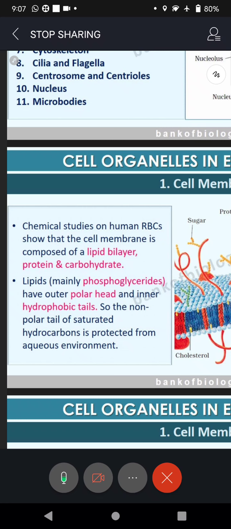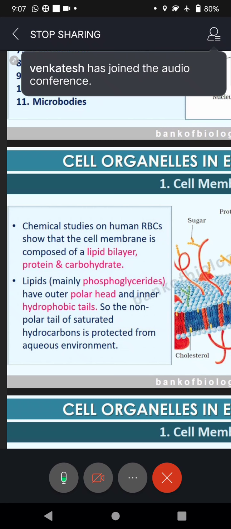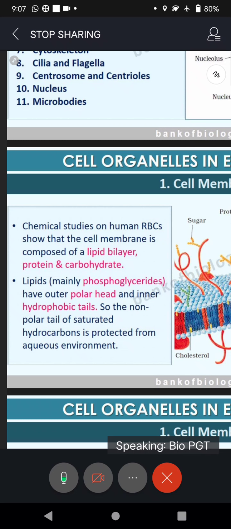All three are present. And in that, lipids are two layered. And what type of lipids? Already in your chemistry class, your chemistry teacher must have told you varieties of lipids are there. Phosphoglycerides. So the lipids, being phosphoglycerides, have an outer polar head and inner hydrophobic tails. Now I am going to show you the diagram.